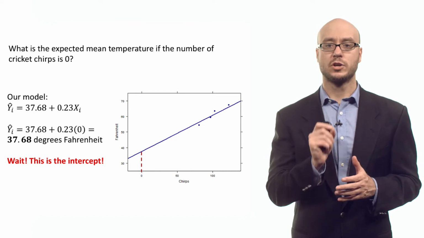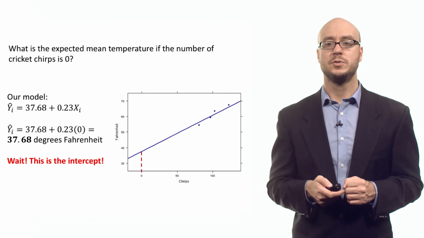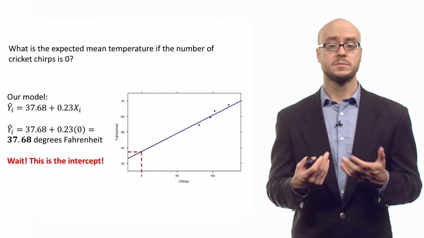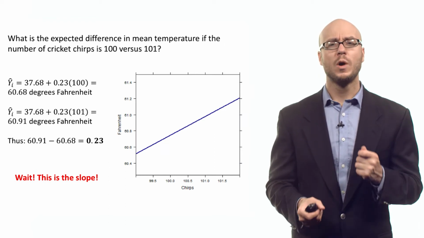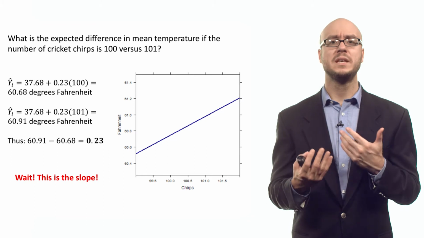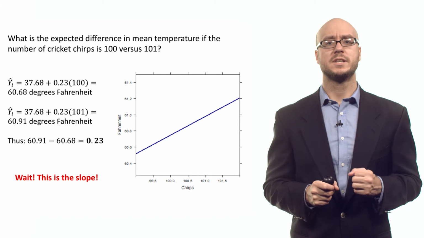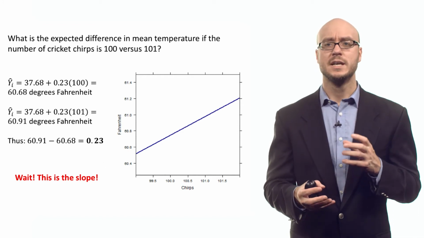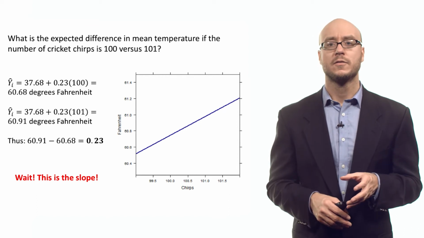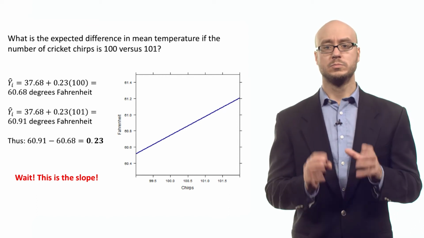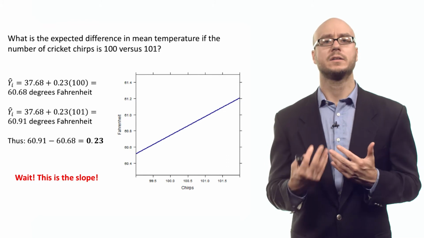And you can see this. You can just look on the actual plot, find x equal to 0, move up to the line, and follow over, and that's about 37.68 degrees Fahrenheit. You might also ask, what is the difference between certain mean temperatures given different values of x? So we might say, what is the expected difference in the mean or average temperature if the number of cricket chirps is 100 versus 101? So we can just put these two different values into the equation and calculate the difference.